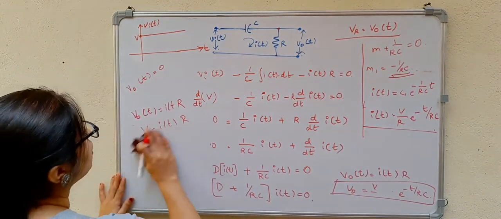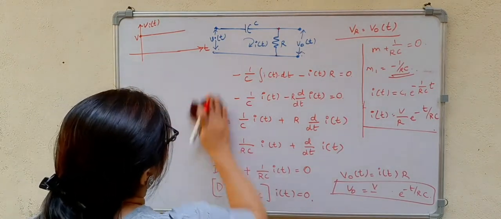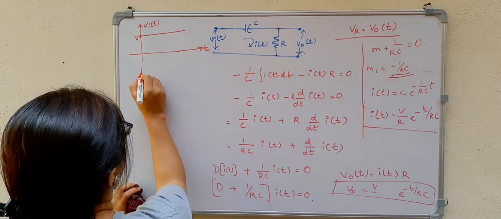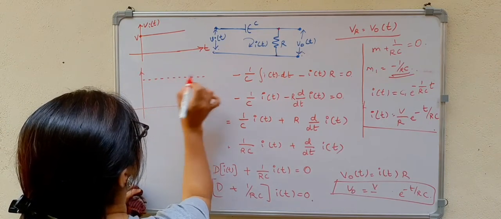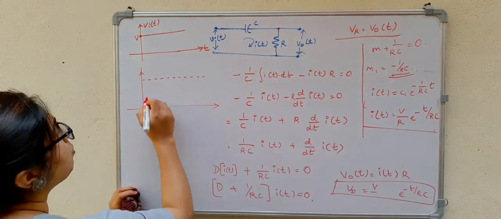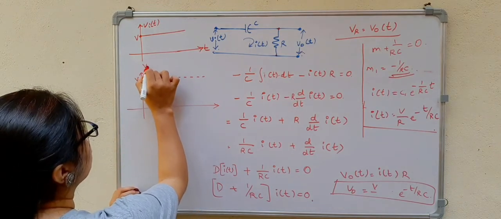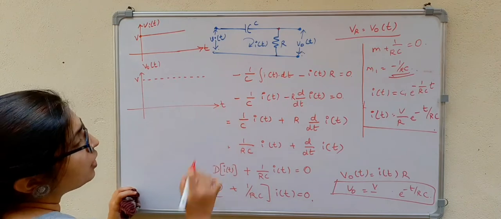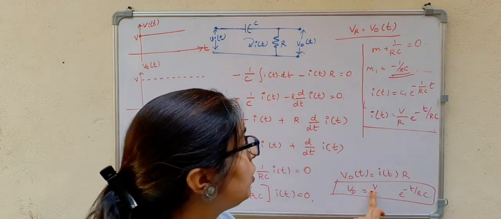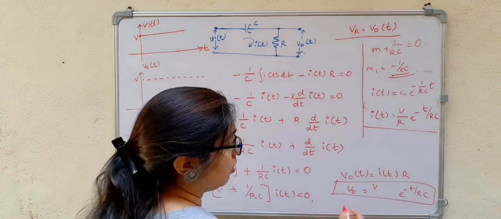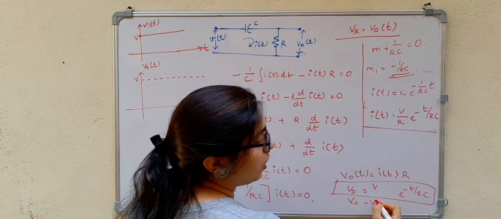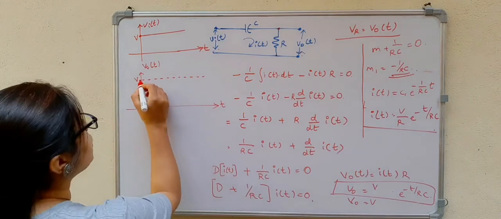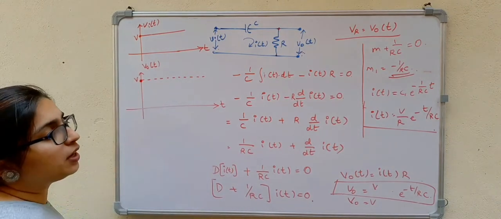Now if I draw the output versus the time. Here, if I take the output, this is our initial value. What is this? This is the input V. So this is the output and this is the time. So at t is equal to 0, this term becomes 1, so the output is equal to V. It starts from here itself.